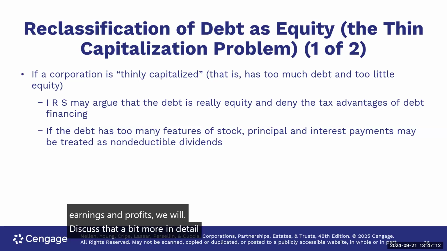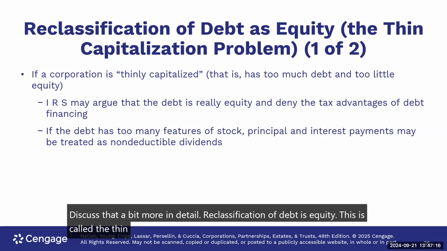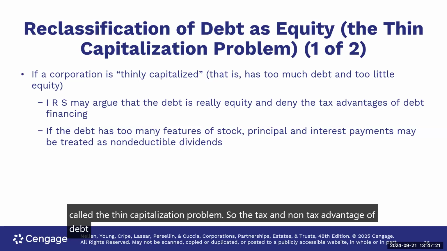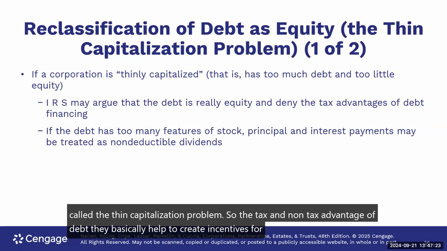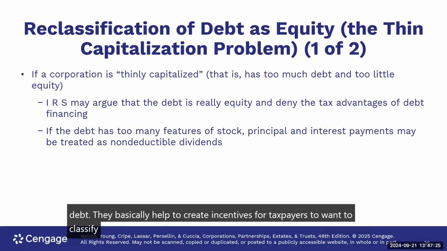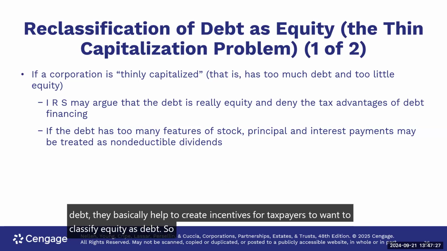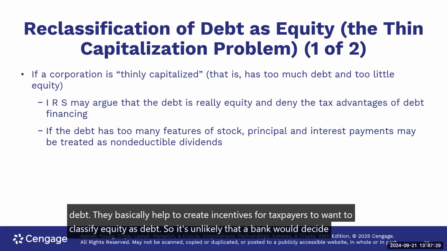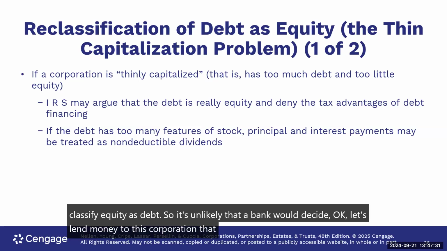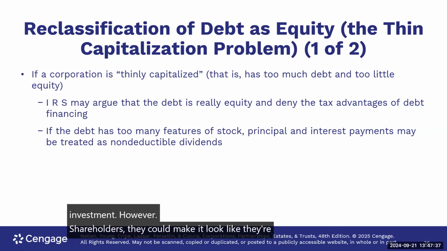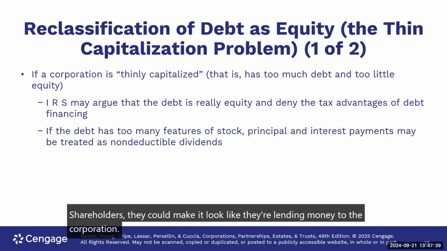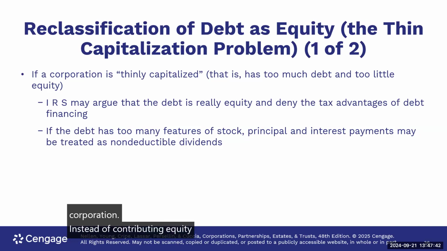Reclassification of debt as equity is called the thin capitalization problem. The tax and non-tax advantages of debt help create incentives for taxpayers to want to classify equity as debt. It's unlikely that a bank would lend money to a corporation that has little or no shareholder investment. However, shareholders could make it look like they're lending money to the corporation instead of contributing equity, just to obtain the tax advantages of debt.